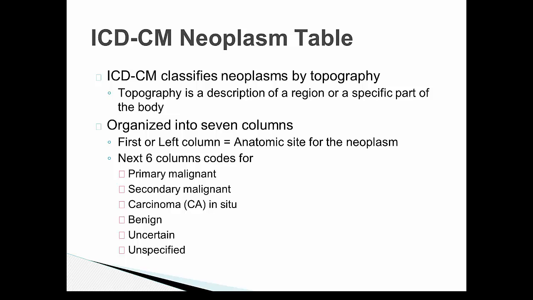Okay, topography is a description of a region or specific part of the body. Neoplasms are classified by topography. Hopefully you have your textbook open to page 153. The table reads left to right and has 7 columns. The first column lists the anatomic site for the neoplasms. The next 6 columns follow what we learned on the definitions, reading from malignant primary to unspecified behaviors.